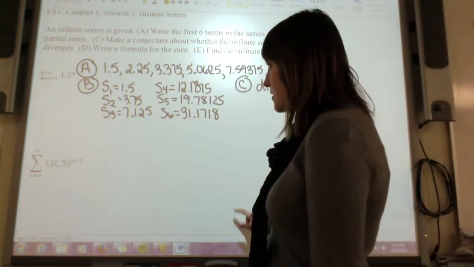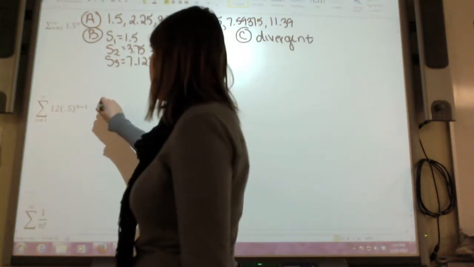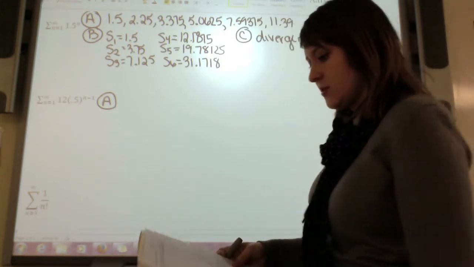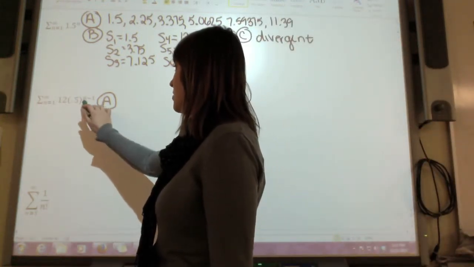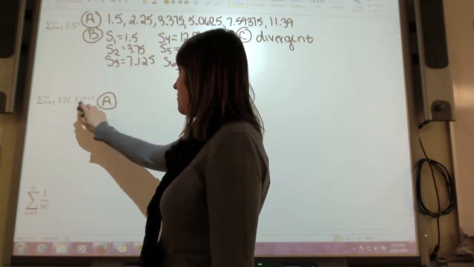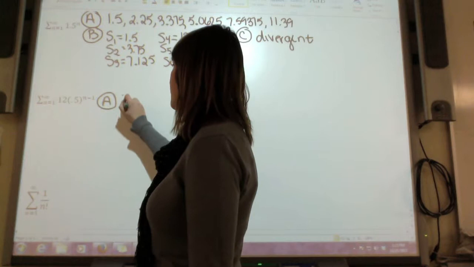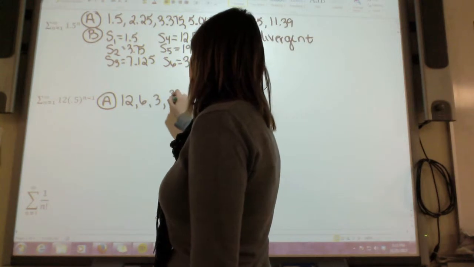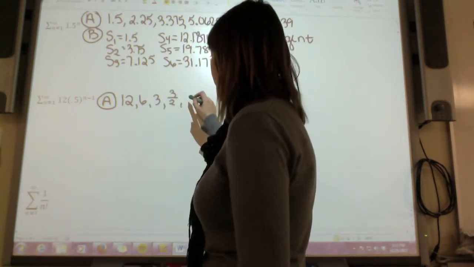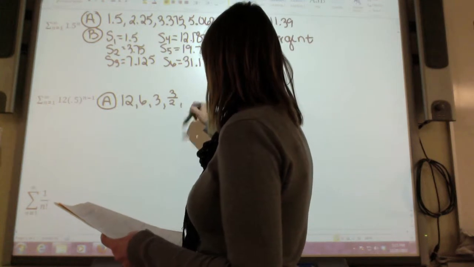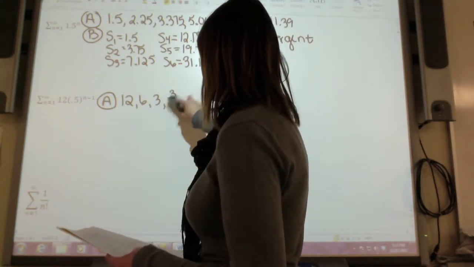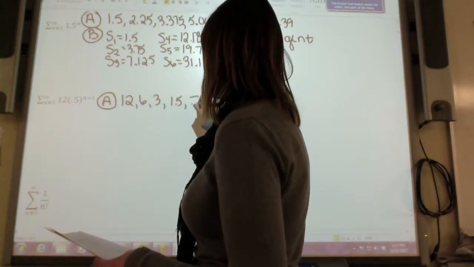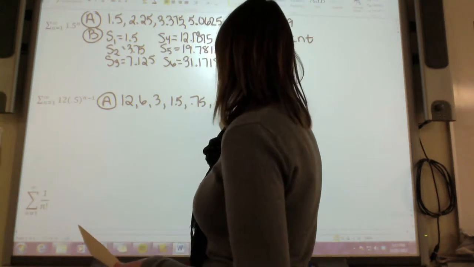Okay, we're going to move on to the next one. Again, for part A, I'm just trying to find my first 6 terms. My first term is when I plug in a 1, so this would be 0.5 to the 0, which is 1, times 12. So my first term is 12. And I get 6, 3, 3 halves, 3 fourths, and actually I'm going to write these as decimals. So this is 1.5, this is 0.75, and this is 0.375.